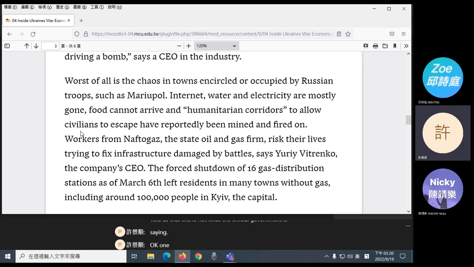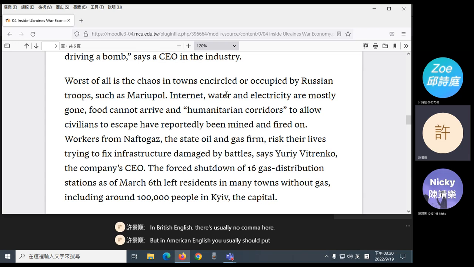Okay, one more point in this sentence. Internet, water, and electricity. A, B, and C. In British English, there's usually no comma here. But in American English, you usually should put a comma here. In fact, it makes more sense to put a comma here because sometimes you will have groups of things, A and B, C, and D and E. If you don't have that last comma, how do you know how to group the last few things?